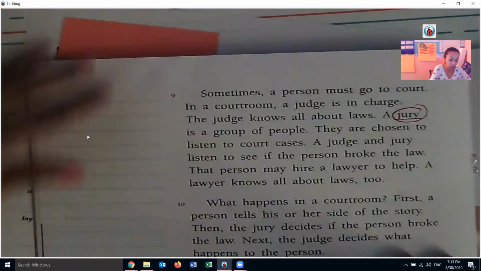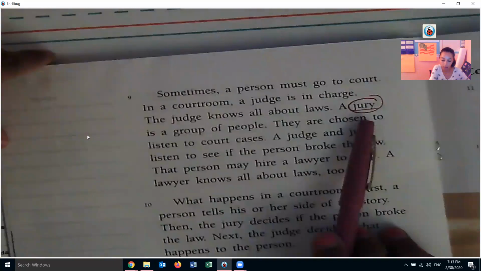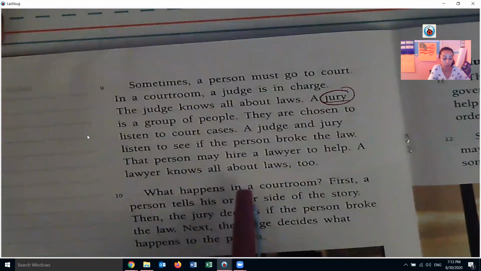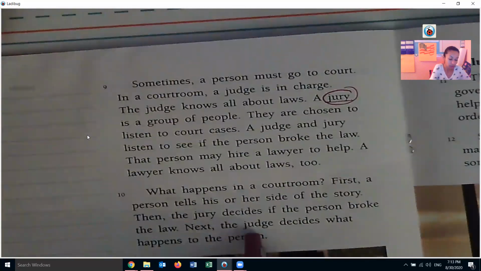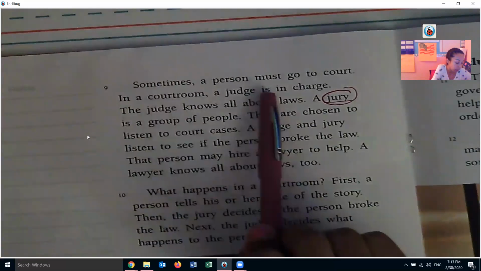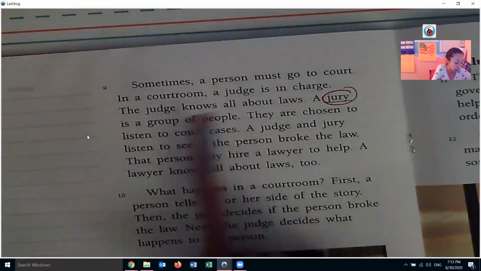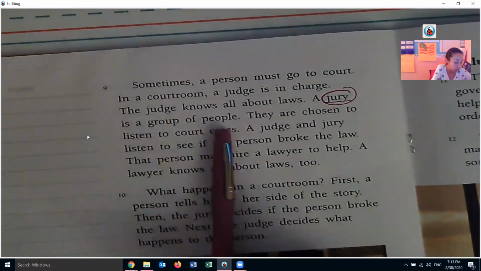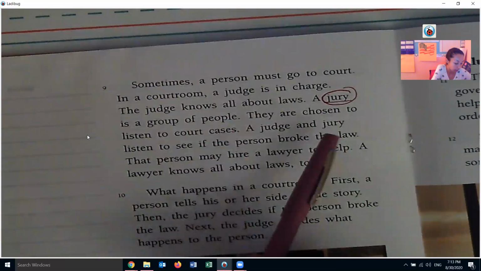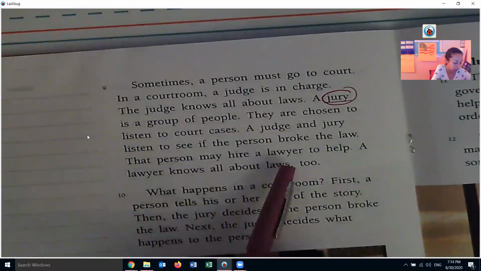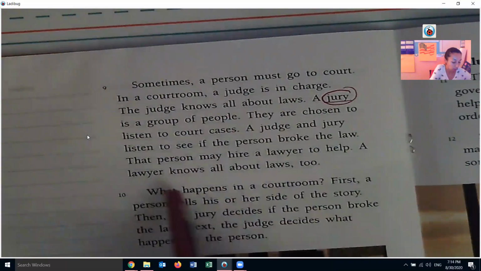Okay, and I've already circled the word jury that they asked us about in our calendar to circle that word. And then what we're going to do is make up 2 sentences using that word. So let's learn about a jury. Sometimes a person must go to court. In a courtroom, a judge is in charge. The judge knows all about laws. A jury is a group of people. They are chosen to listen to court cases. A judge and jury listen to see if the person broke the law. That person may hire a lawyer to help. A lawyer knows all about laws too.